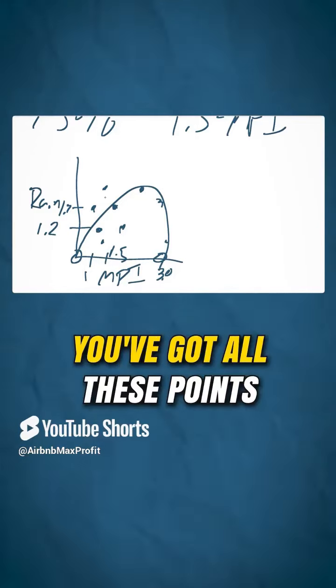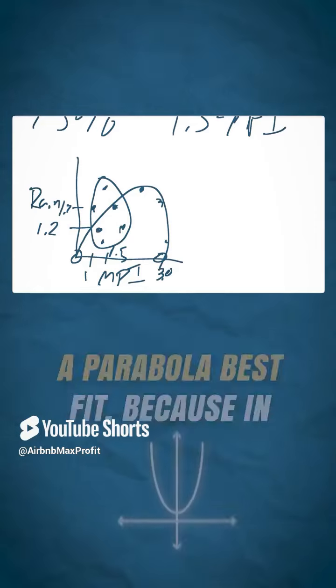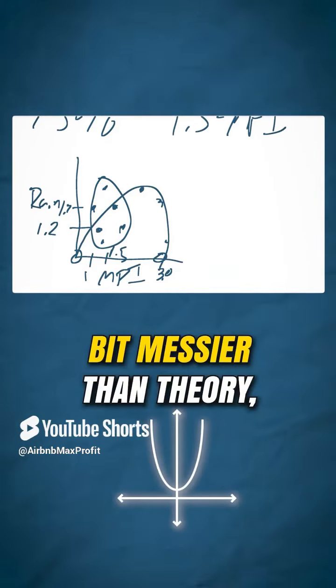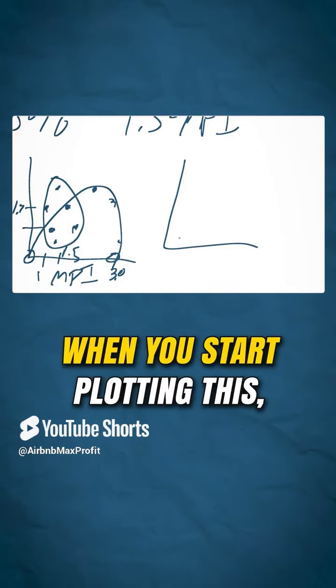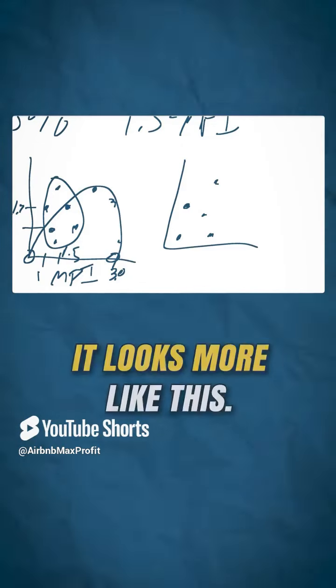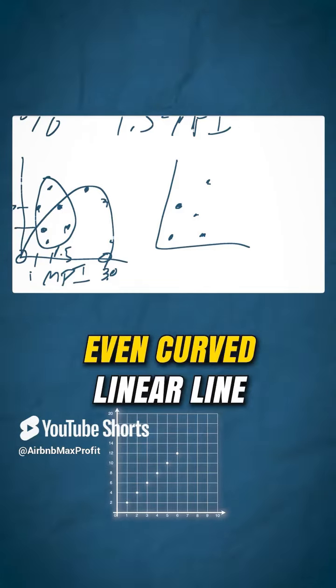And so when you have a bunch of points, in reality, it looks a lot like this, right? You've got all these points here. And with this, you can extrapolate what's called a parabola of best fit. Because in reality, which is a little bit messier than theory, it doesn't actually look nice and pretty like this, right? Again, it looks more like this. When you start plotting this, you're going through the months, you're comparing yourself to the market. It looks more like this. You can't draw a straight or even curved linear line through it.